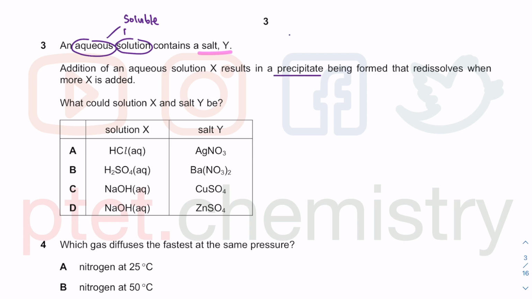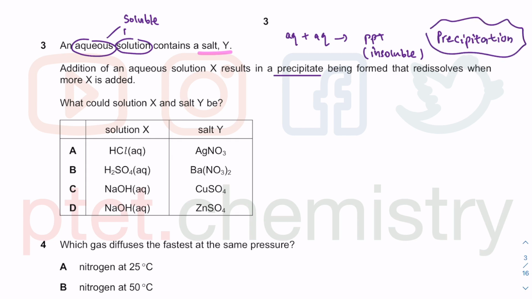So the fact that we have aqueous plus aqueous, and then we get a PPT, this is insoluble, because the fact that it's a PPT is insoluble. This reaction is what you call a precipitation type of reaction. So we need to know about solubility rules. Solubility rules are part of the salt preparation topic in the curriculum. So you redissolve that precipitate when more of X is added.